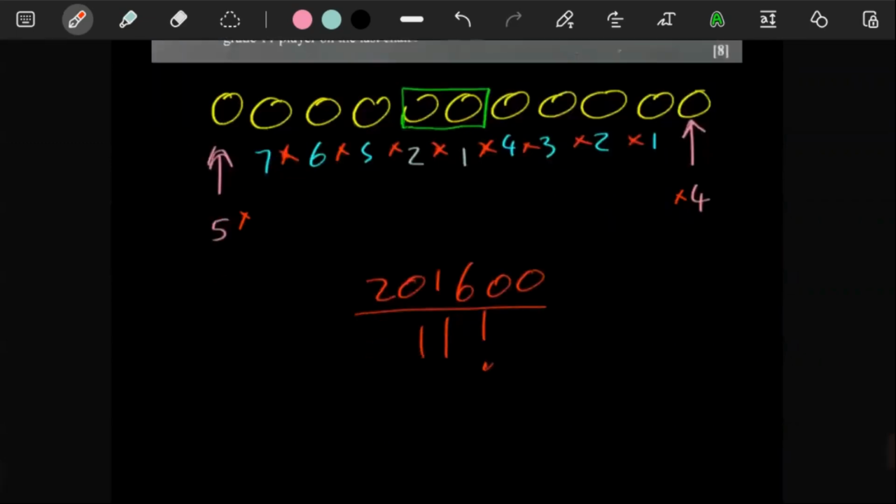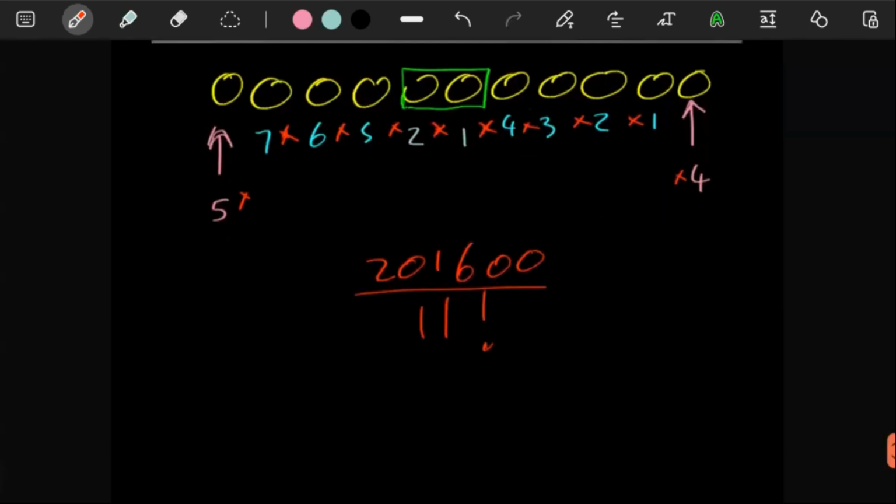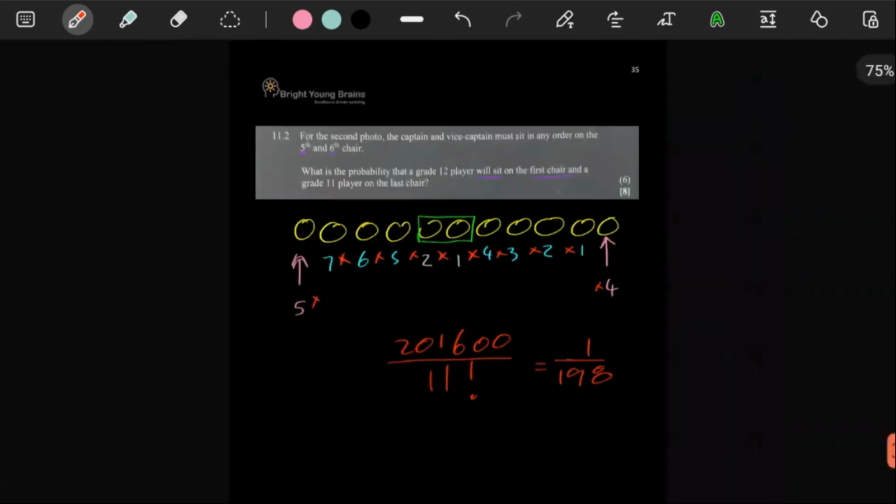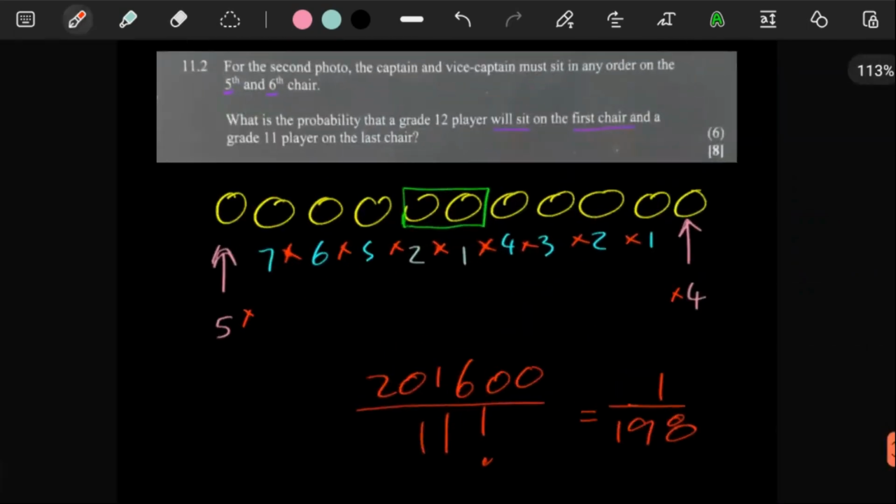201,600. So this over 11 factorial, let's see, divided by 11, shift factorial. That's going to give you 1 over 198. There's your probability of what they talked about for 6 marks. And that's that for this paper.